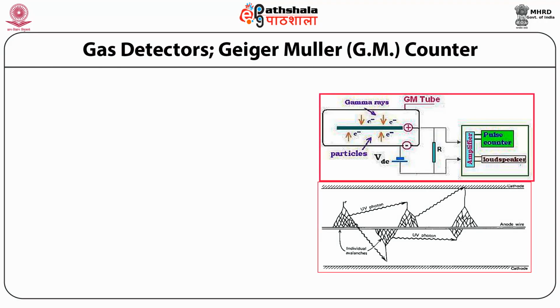Gas detectors, Geiger-Muller counter. We will look into the various concepts about the Geiger-Muller counter. A gas detector operated at voltages higher than proportional counters is called a Geiger-Muller counter. So we can say that out of all the gas detectors we have studied, Geiger-Muller counters are operated at the highest voltage. So what is the outcome of these detectors?